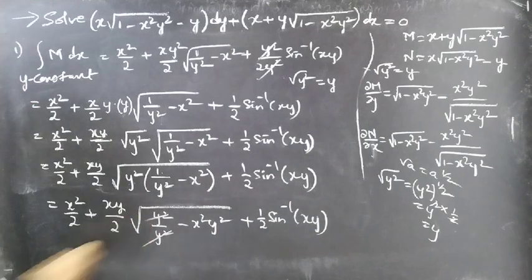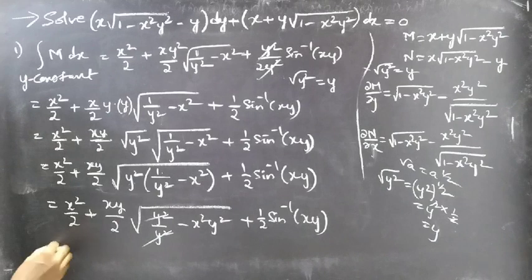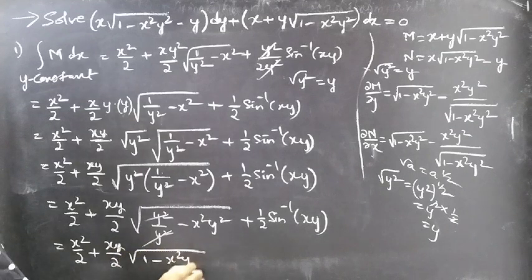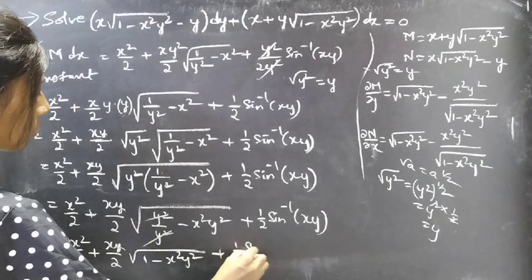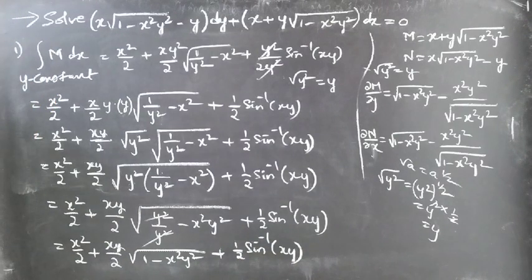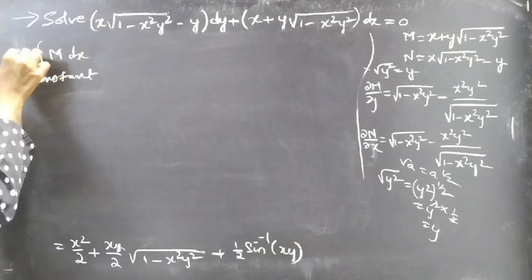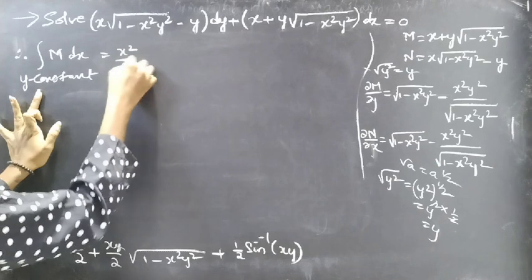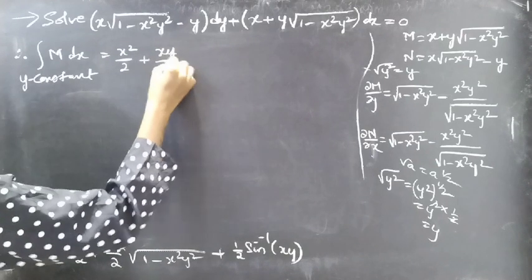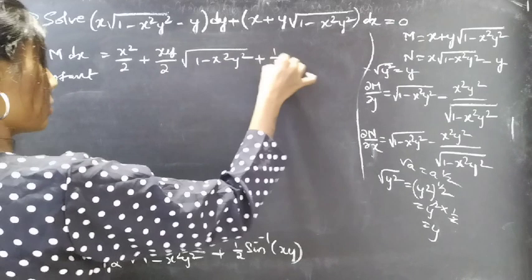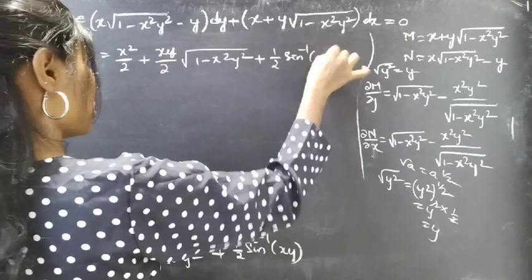So here y² gets cancelled and you'll get √(1 − x²y²). This is equal to x²/2 + xy/2 into √(1 − x²y²) + 1/2 sin⁻¹(xy). Therefore, integral M dx treating y as constant is equal to x²/2 + xy/2 into √(1 − x²y²) + 1/2 sin⁻¹(xy).